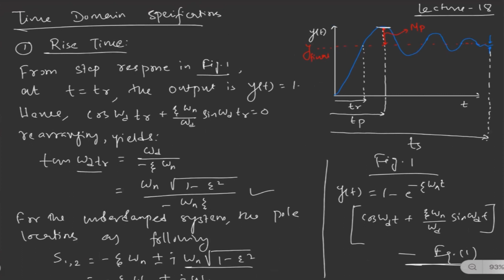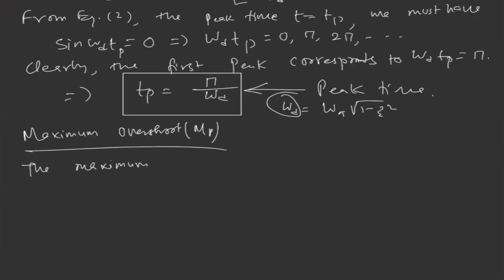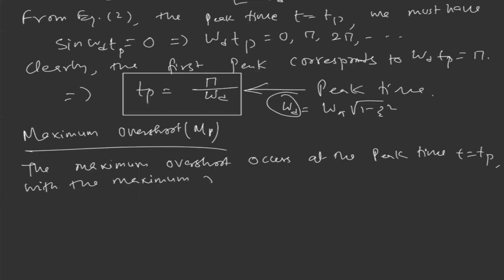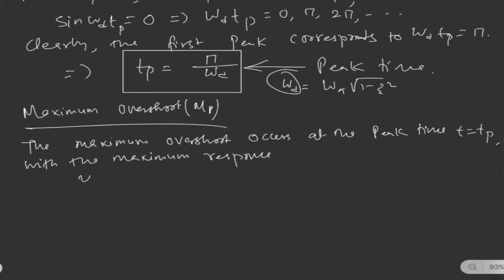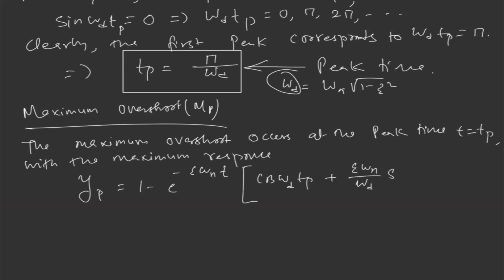So based on this definition, we can write that the maximum overshoot occurs at the peak time t equal to Tp with the maximum response. We can write Yp at t equal to Tp. If we denote Yp as the maximum response, it is 1 minus e to the power minus zeta omega n t times cos omega d Tp plus zeta omega n by omega d sine omega d Tp. Here also Tp.